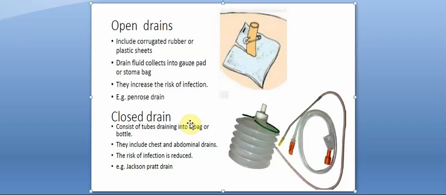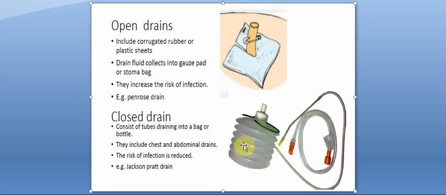Next is closed drain. This is an example of a closed drain. It is a Hemovac drain. A closed drain consists of tubes draining into a bag or bottle. One end of the tube will be in the wound, and the other end is a bottle or a bag. In this bag, the excess air and the body fluid will collect.